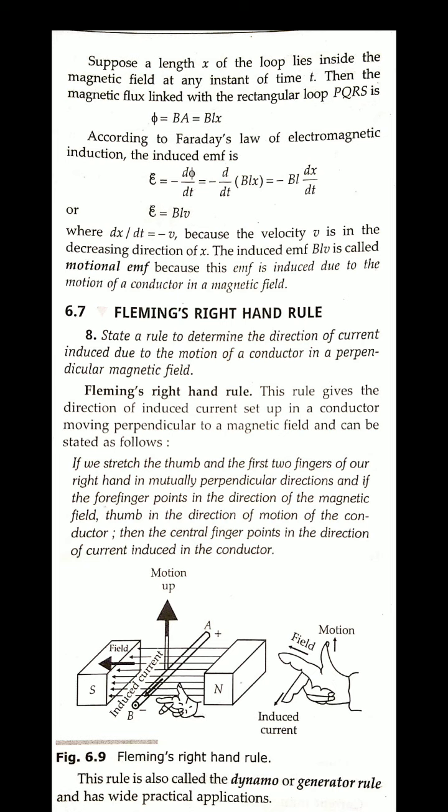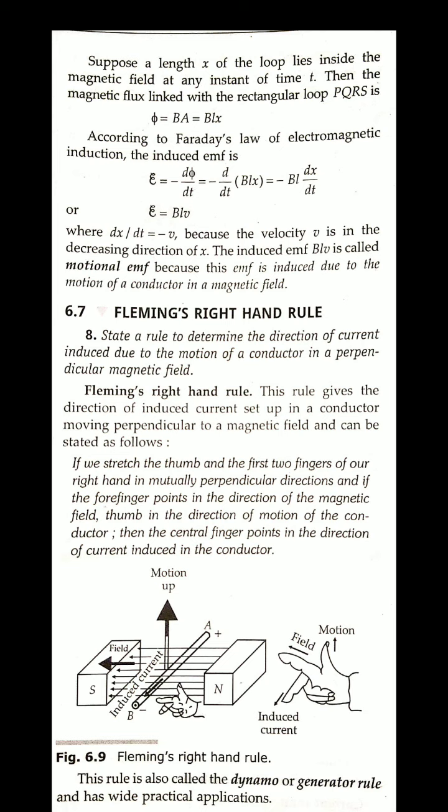We know this one. Fleming's right hand rule gives us the direction of induced current. So what is this rule? If we stretch our right hand, three fingers, thumb, forefinger and the middle finger, mutually perpendicular to each other, then if the forefinger points the direction of magnetic field, the thumb represents the motion or the direction of the conductor, then the middle finger gives us the direction of induced current.